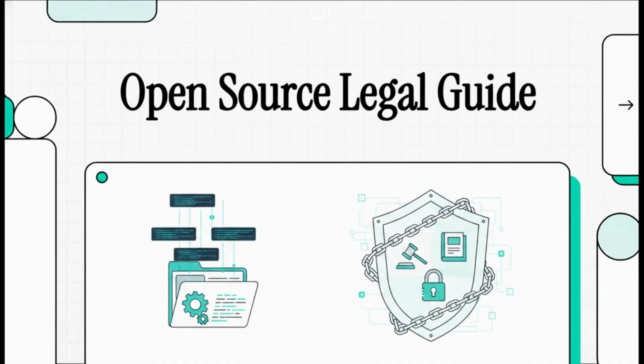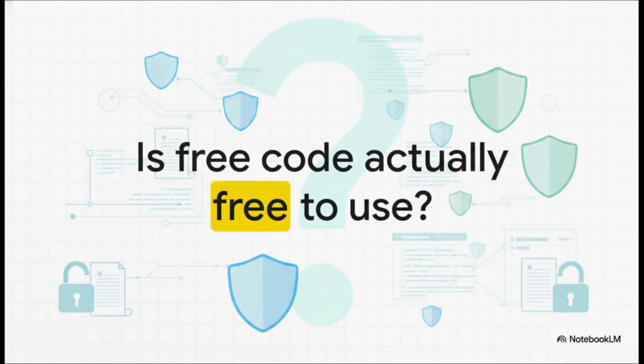Software touches literally everything we do today, and a massive chunk of it runs on code that anyone can see or tweak. But what are the actual rules governing that code? Today, we're unpacking the complete legal guide to open source software licenses. Because before you copy-paste that next block of code, you really need to understand the invisible shield that governs it.